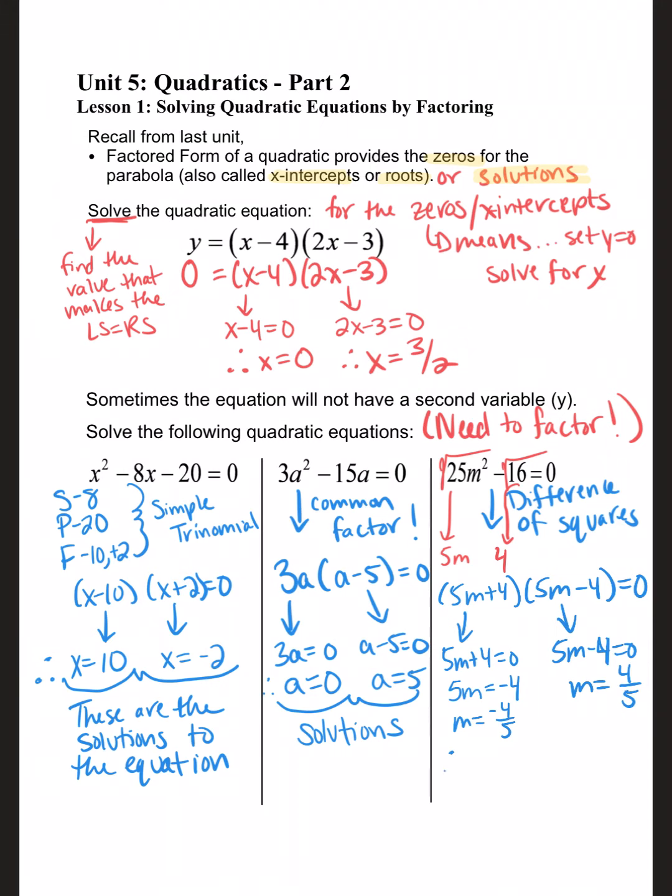All right, so once again, in this case, my solutions are positive and negative 4/5. And you can write it like that. When you have the same number, you can just put a positive and a minus next to it, and that will represent mathematically that you have two solutions.